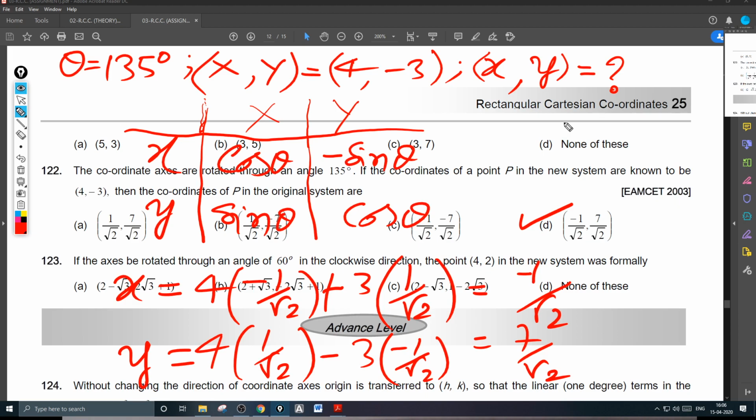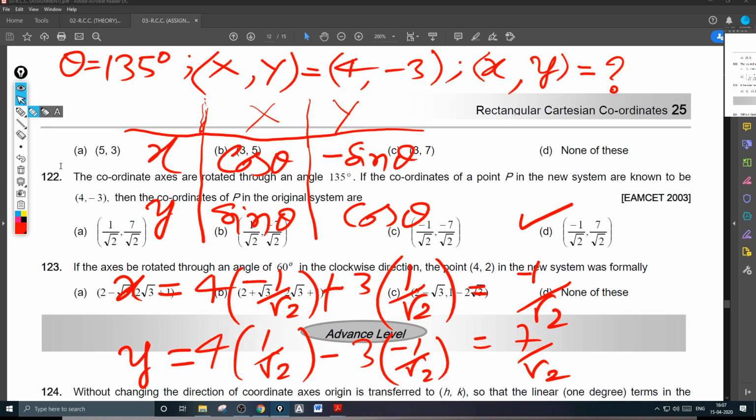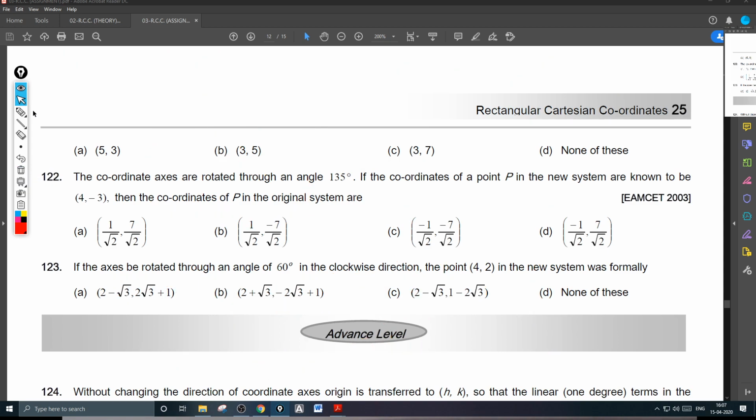Okay, let's move on to the next question. If the axes are rotated through an angle of 60 degrees in the clockwise direction, the point (4, 2) in the new system was formerly.